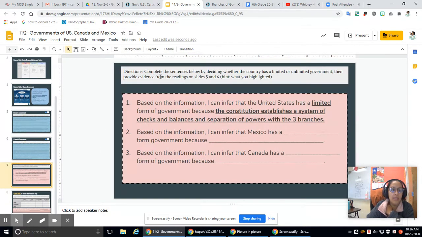So it says, complete the sentences below by deciding whether the country has a limited or an unlimited government, and then you need to provide evidence from the two slides I just went over with you. So based on the information, I can infer that the United States has a limited form of government because the Constitution establishes a system of checks and balances and separation of powers with the three branches. So what can you infer about Mexico and then Canada?